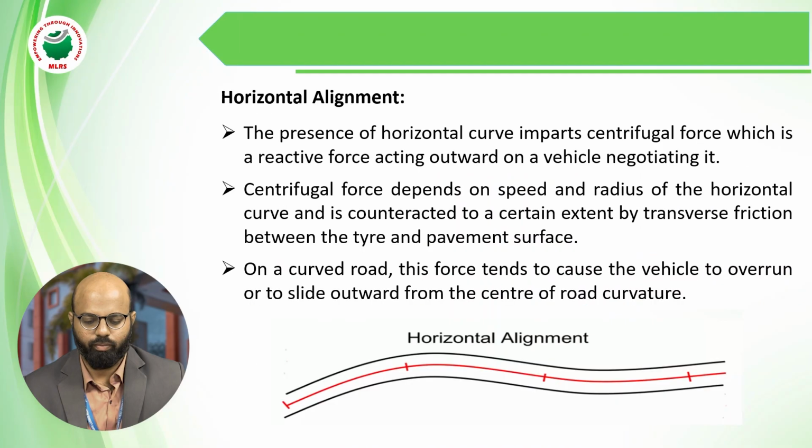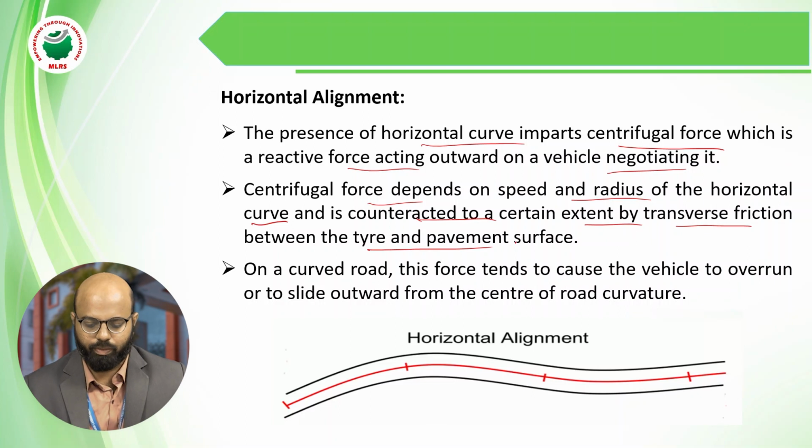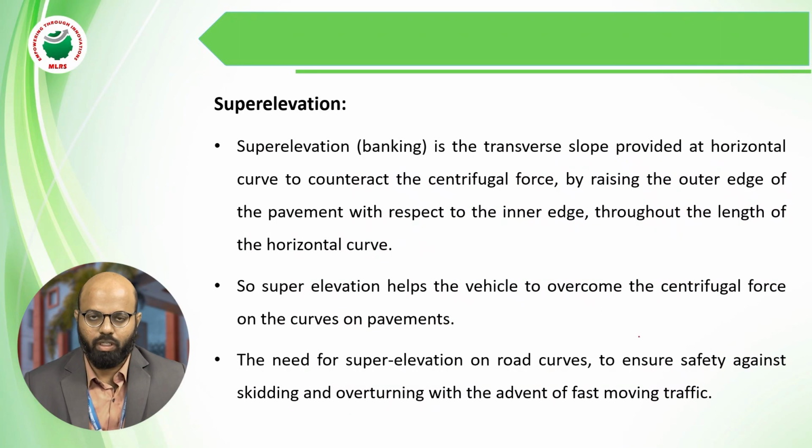Okay. Next is horizontal alignment. It is a plan view. Okay, it involves curves. The presence of a horizontal curve imparts the centrifugal force, which is a reactive force acting outward on a vehicle negotiating the horizontal curve. Centrifugal force depends on the speed and radius of the horizontal curve, and it is counteracted to a certain extent by lateral friction, okay, between the tire and pavement surface. On a curved road, this force tends to cause the vehicle to overrun or to slide outward from the center of the road curvature.